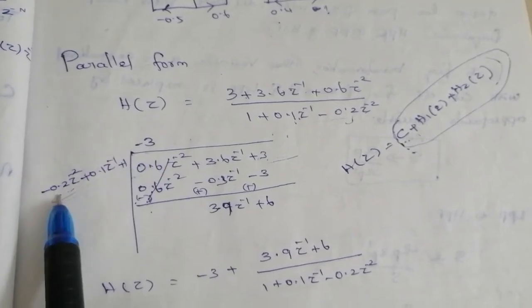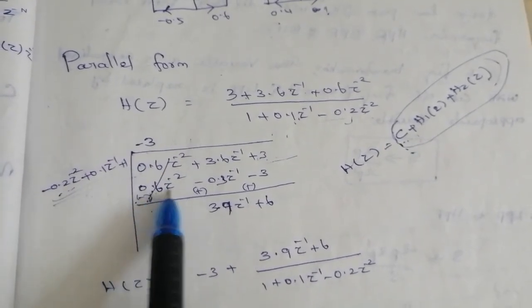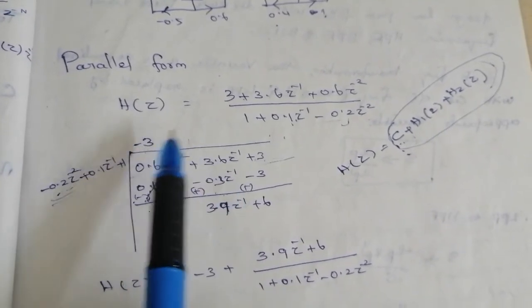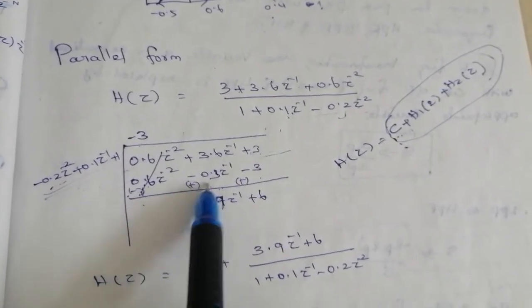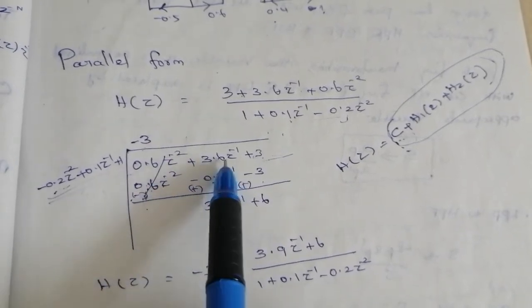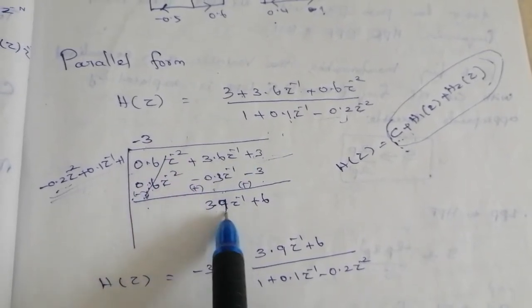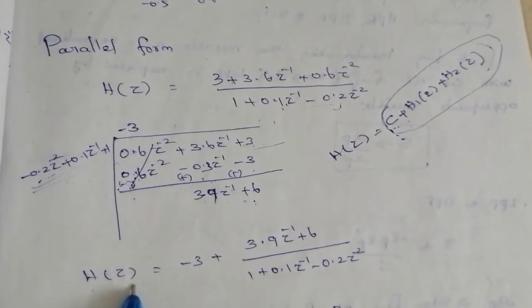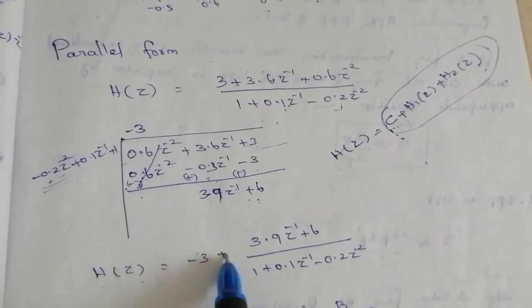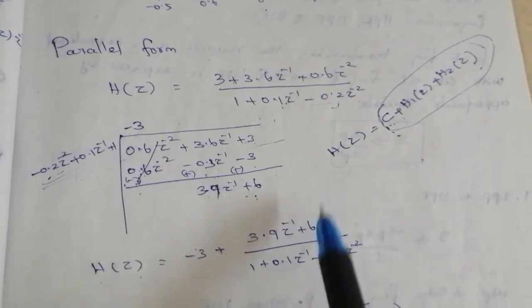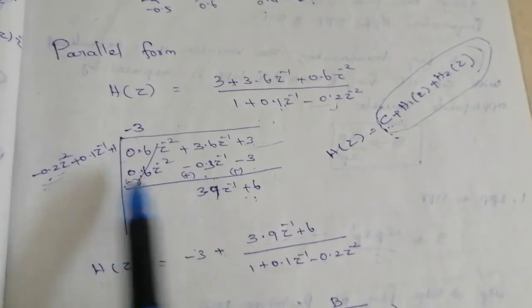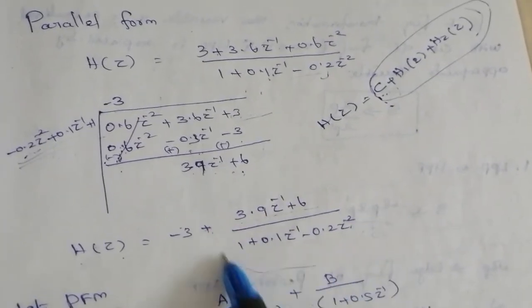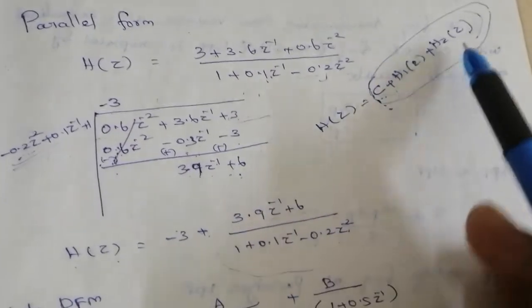So 3 into 0.2 is nothing but 0.6 z power minus 2. Then minus 0.3 z power minus 1, plus 1 into minus 3 becomes minus 3. Now sign change, so this term cancels. The remaining term is 3.6 plus 0.3, 3.9 z power minus 1 plus 6. So H of z is the constant variable minus 3 plus the remaining factor, the numerator value divided by the denominator factor, right? Now this factor is separated into H1 of z plus H2 of z.